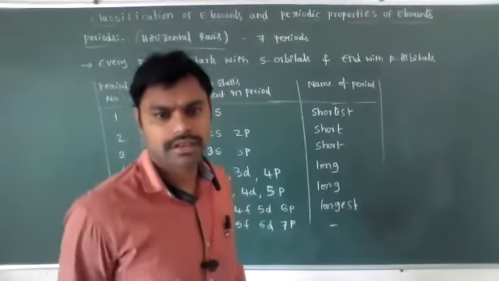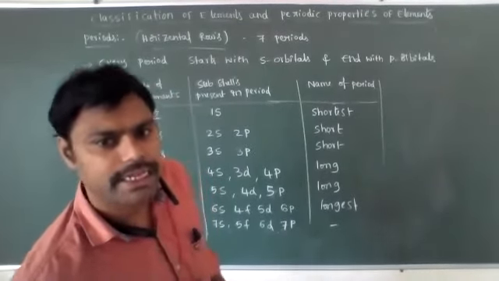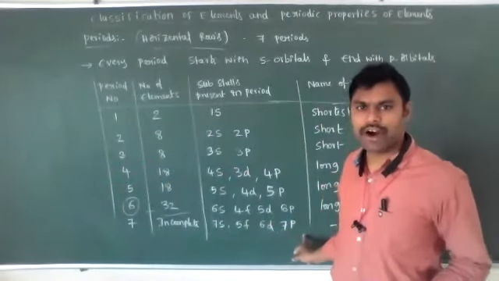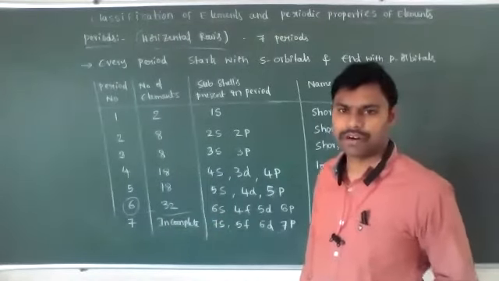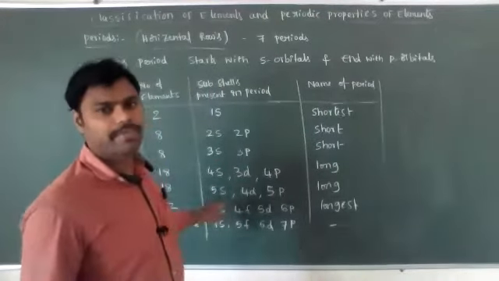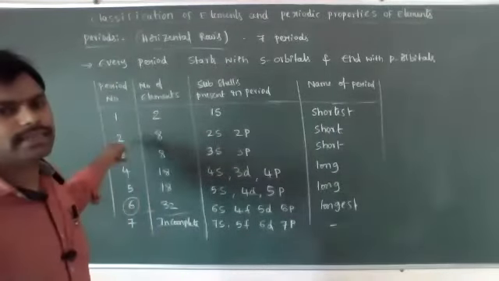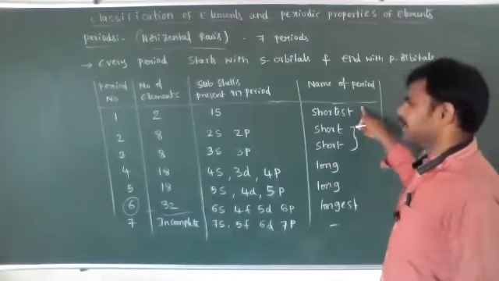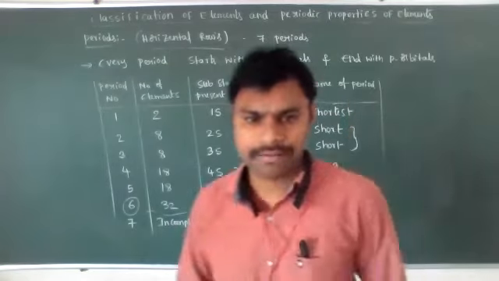Okay. The 7th period is incomplete. If they ask, among the following, which period is the incomplete period? Then you write the 7th period is the answer. Don't worry about that. Among them, which period is the longest period? 6th period. Long periods are 4 and 5. Shortest period is first. Short periods are second and third. Shortest period is the first period. Longest period is the 6th. Incomplete period is the 7th. Okay.